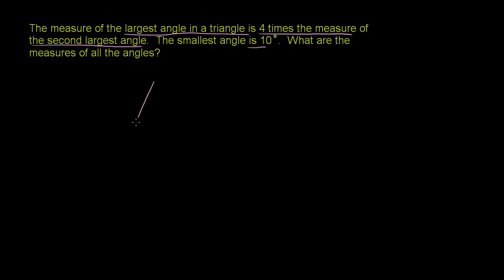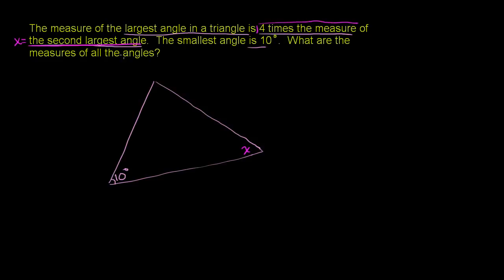Let's draw an arbitrary triangle right over here. So let's say that is our triangle. We know that the smallest angle is going to be 10 degrees, and let's assume that this right over here is the measure of the smallest angle. Now let's call the second largest angle x. So this is going to be x. And the first sentence says the measure of the largest angle is 4 times the measure of the second largest angle. So if the second largest angle is x, 4 times that measure is going to be 4x. So the largest angle is going to be 4x.